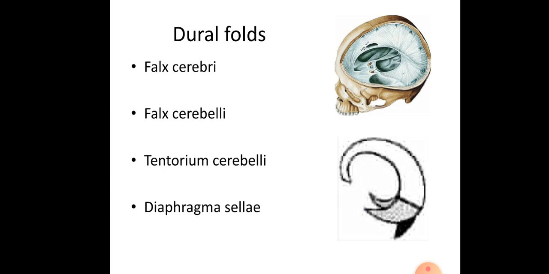Then the fourth one is the diaphragma sellae. Again, from the word, it is like a diaphragm. Diaphragm to what? To a sella. Sella means a space, a cavity, a shelf. There is a shelf-like space, the sella turcica, for the pituitary gland in the middle cranial fossa. So, a diaphragm to that sella. This is the place for the diaphragma sellae. So, these are the four folds of the meningeal layer of the dura mater.